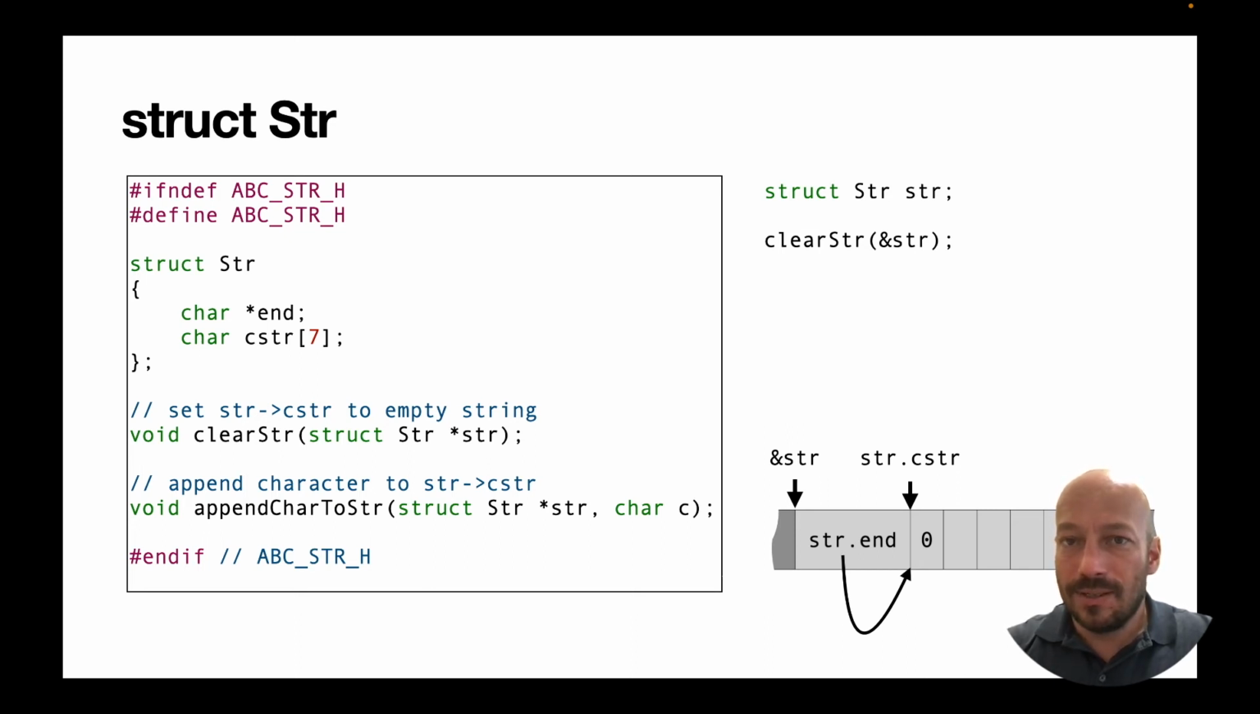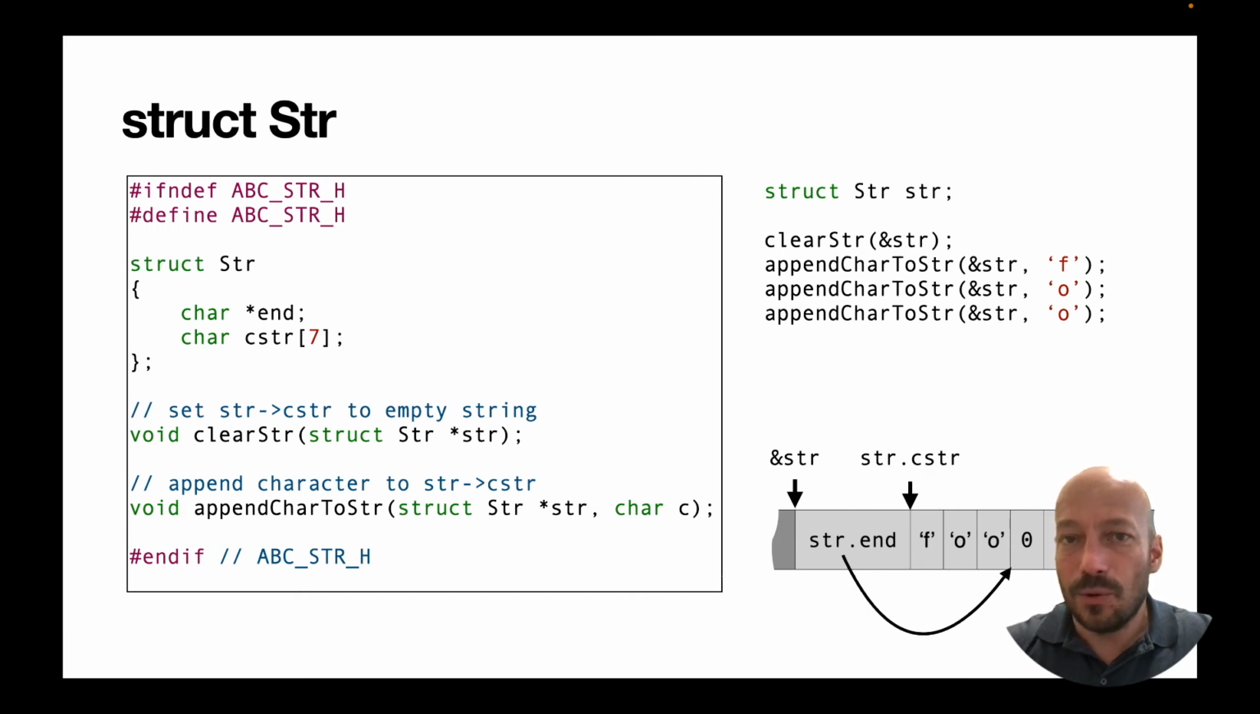If you call this method append character to string, then you will basically do the following. You will first override the memory cell to which end was pointing with the character. Then you increment the pointer, and after that you write the 0. Then we have a string with one character, f, followed by the 0 byte. That means we have a string of length 1. And with that you can, for example, add two other characters like that. And that means now we have this string foo, 0 terminated.